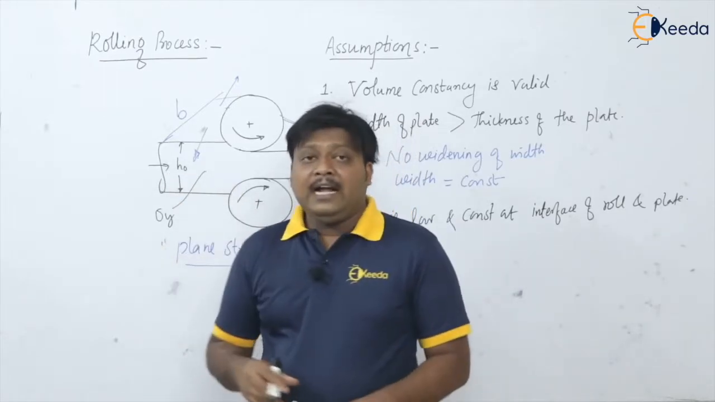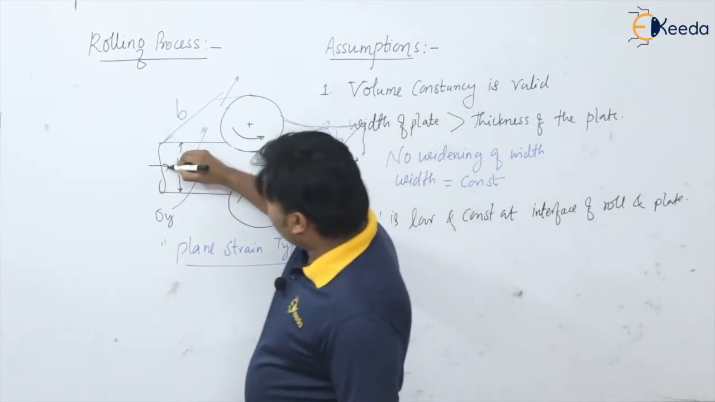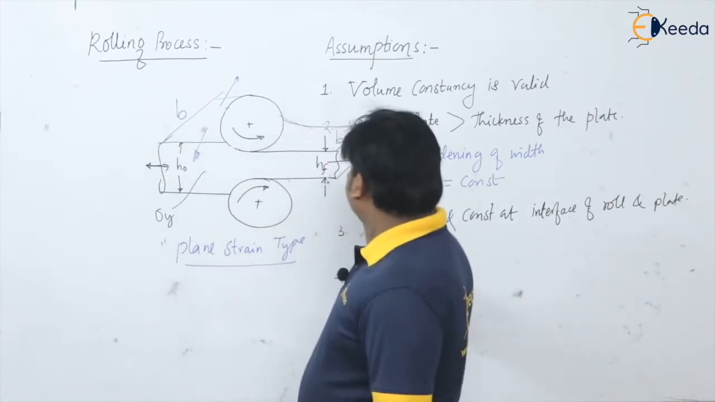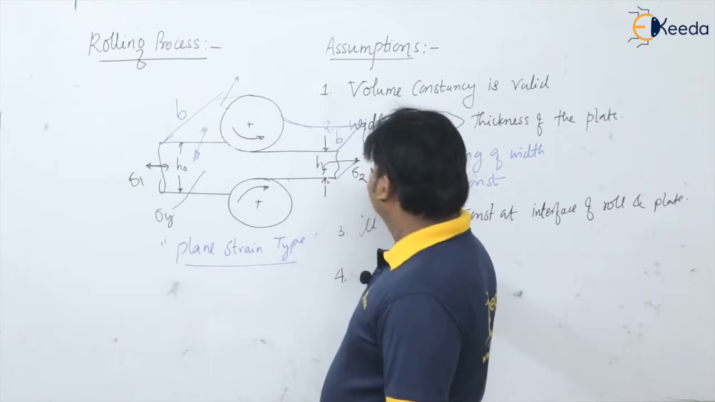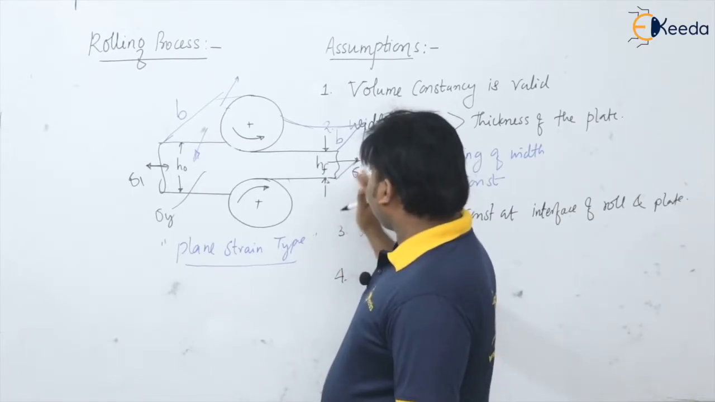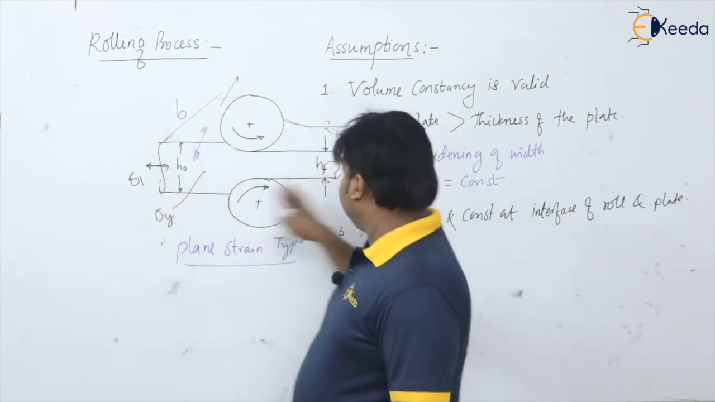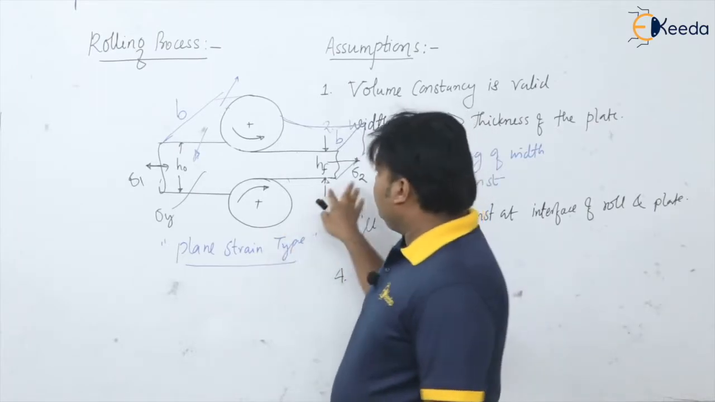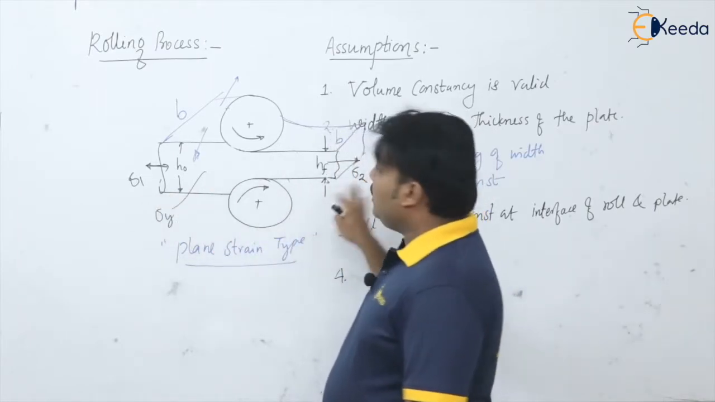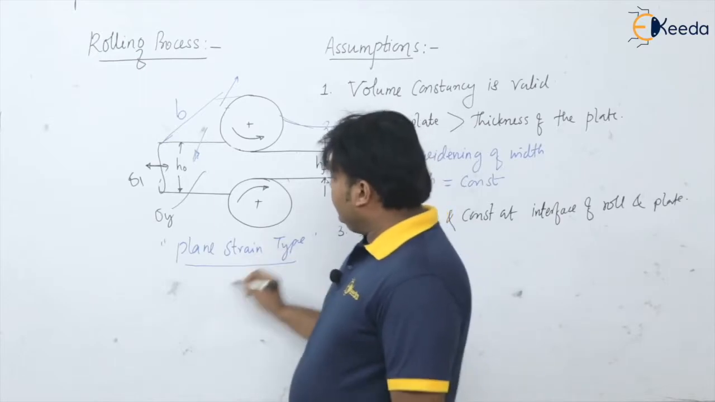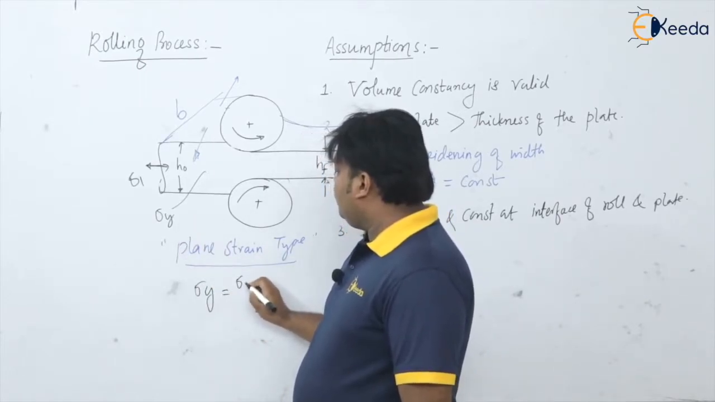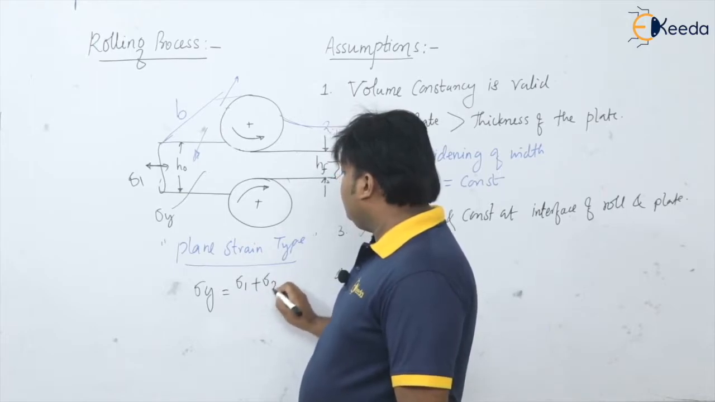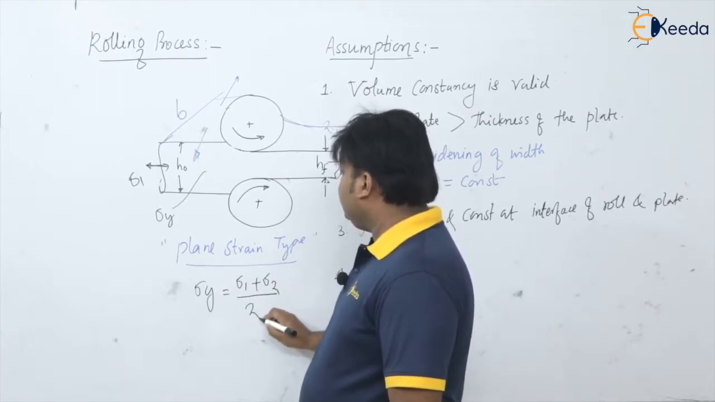Okay, and if we are provided with the front and back tension, say sigma 1 and sigma 2, this is a back tension and this is a front tension. If this sigma 1 or sigma 2 is given, then you can take this sigma y as the average of these two, that is, sigma 1 plus sigma 2 by 2.